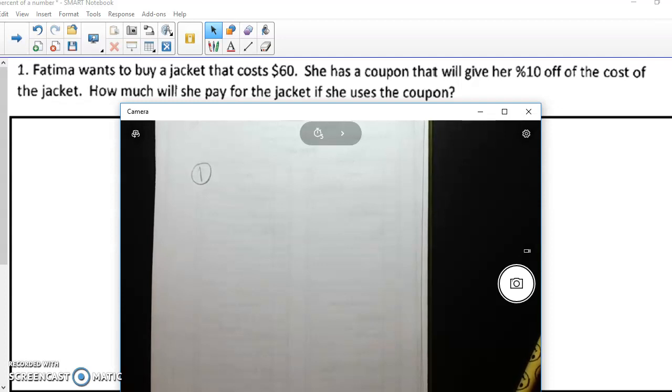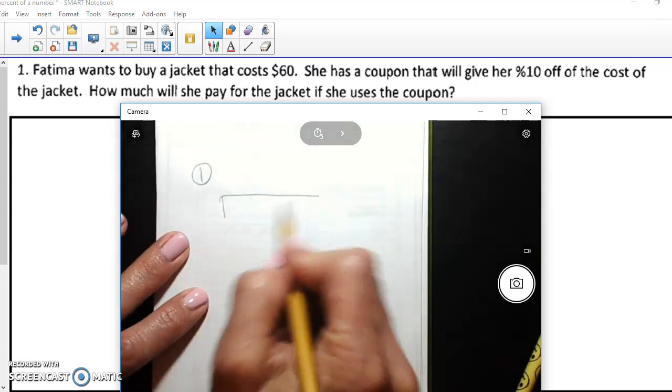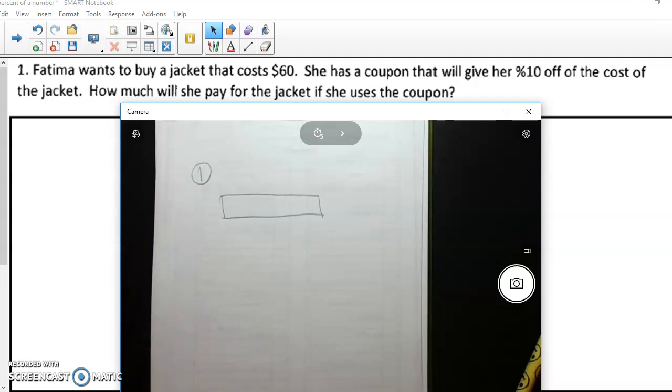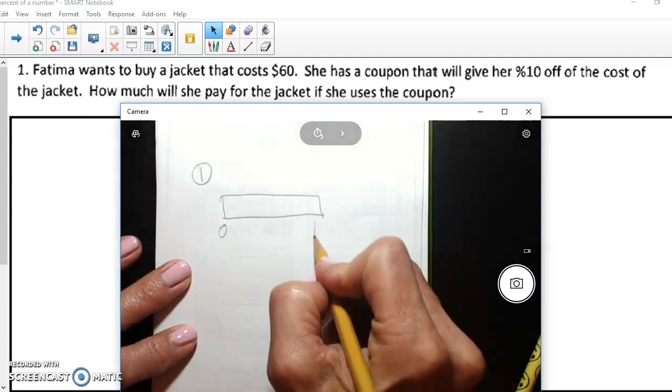Fatima wants to buy a jacket that costs $60. She has a coupon that will give her 10% off the cost of the jacket. How much will she pay for the jacket if she uses the coupon? So everybody knows that we're going to save some money when you have a coupon. Coupons are a great way to take your costs down from the original price. So Fatima is going to pay less than $60, but how much less is what we want to know.